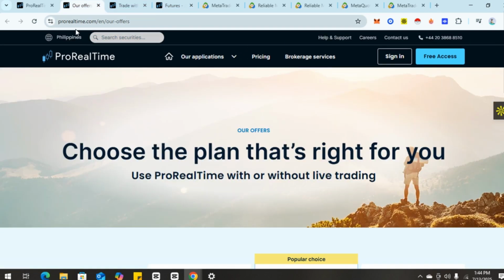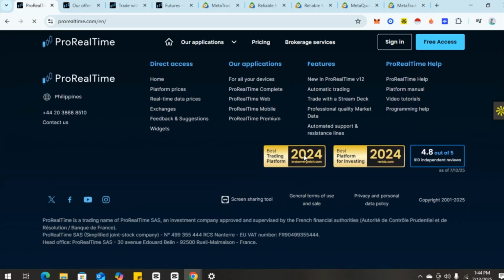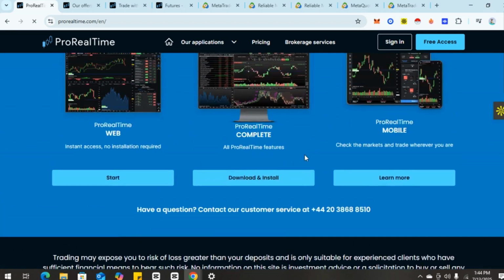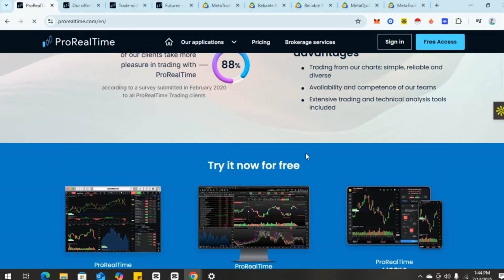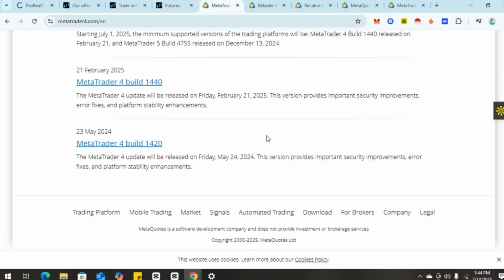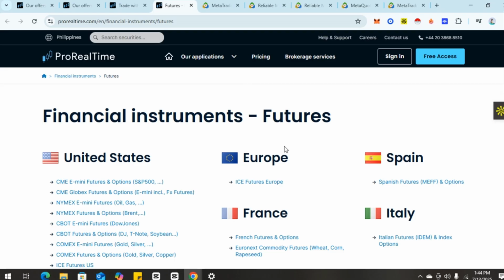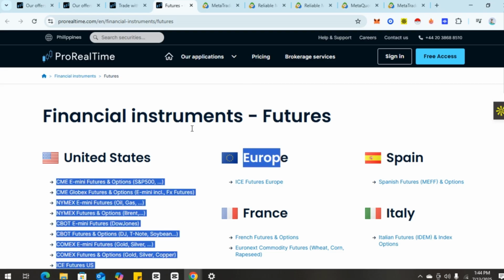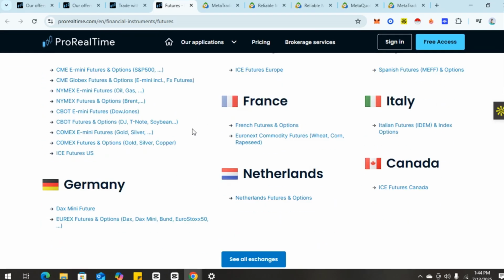In terms of user type, MT4 fits scalpers, algo traders, and forex purists who want speed and flexibility with minimal fluff. ProRealTime appeals to swing traders, technical analysts, and multi-asset traders who care about visual clarity, order book depth, and chart efficiency. Now look at the community and support.